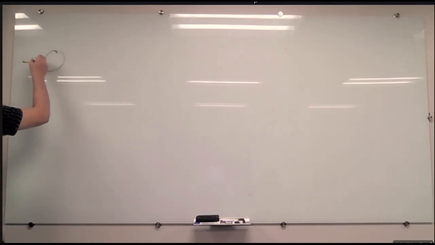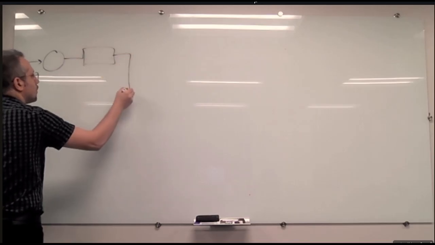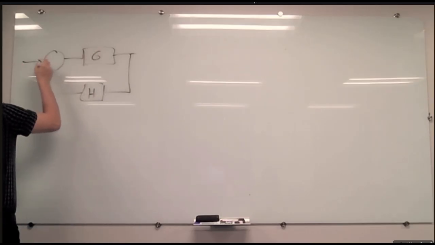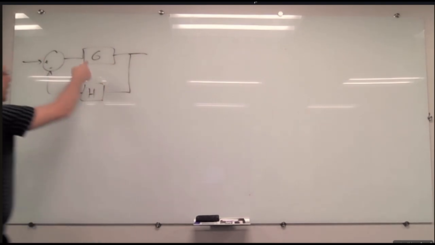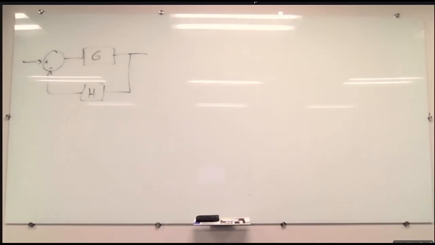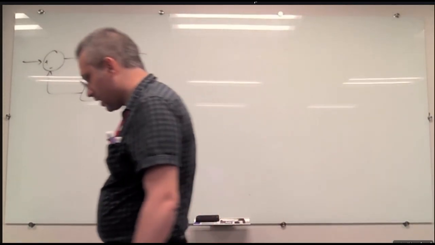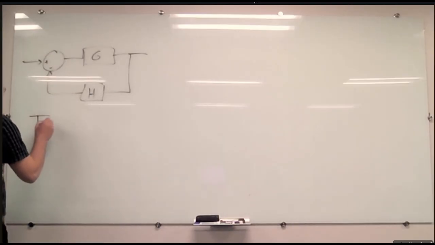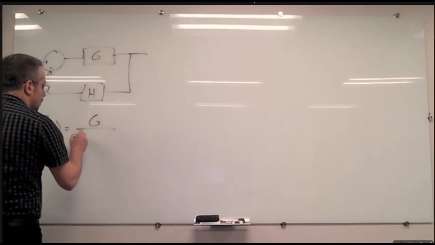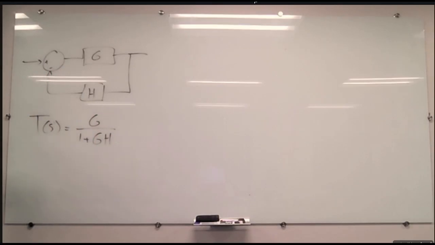Now, we already said that when we have, for example, a negative feedback loop, with a forward path transfer function G and a feedback loop transfer function H, we talked about it that the overall transfer function of such a system is going to be the forward path over 1 plus forward path times feedback, GH.